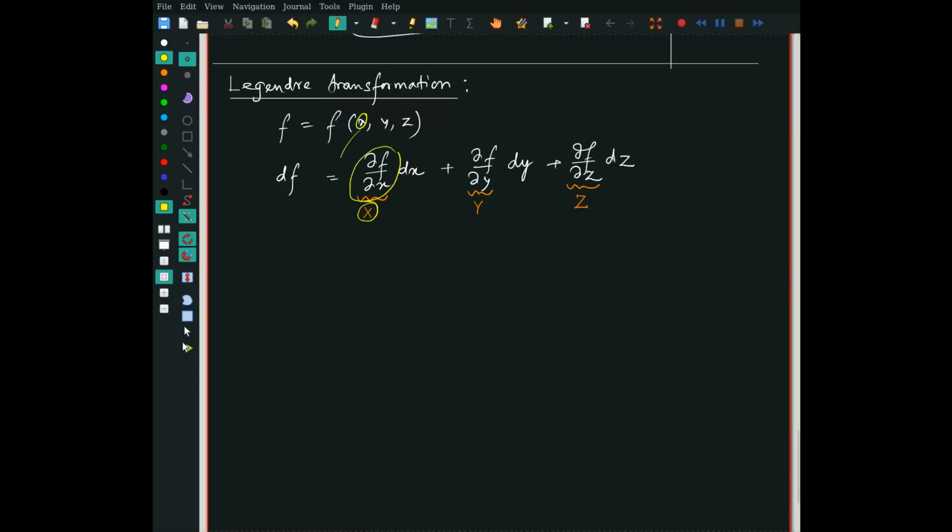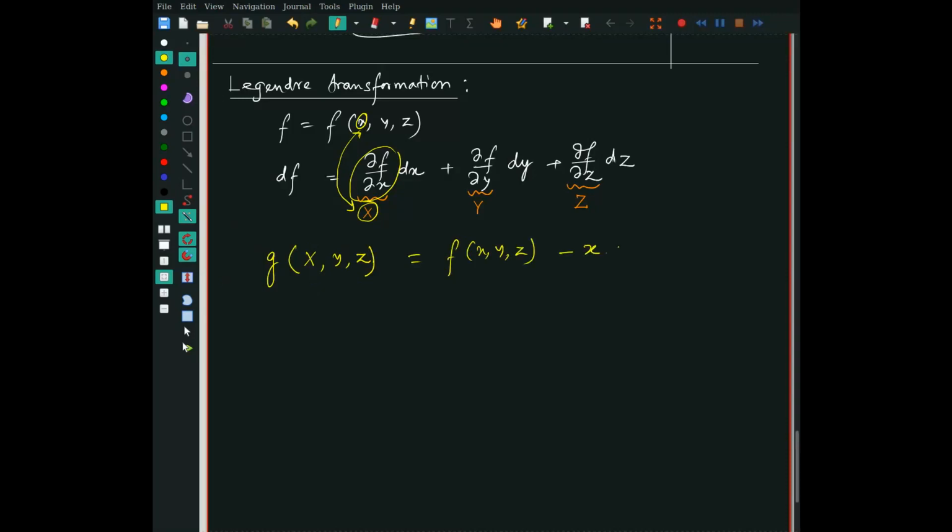So I want to switch between these two, small x and capital X. I want to construct a function g, which is no longer an explicit function of small x, but an explicit function of capital X and y and z. So the prescription is that you can do that if you subtract from the original function the old variable times the new variable, which is the derivative of that thing.